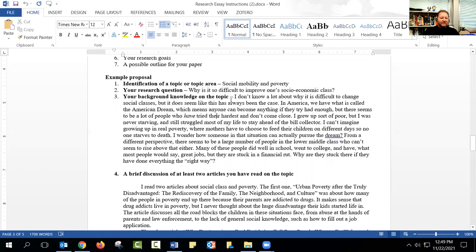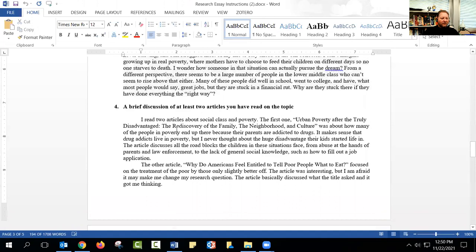And so for background knowledge on the topic, I just did some free writing. I wrote a little bit about the stuff that I already know about this topic of social mobility and poverty. So it's brief, like a short paragraph, and that's all that is.